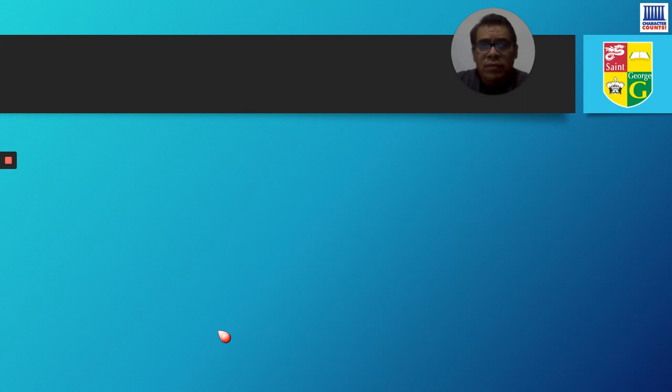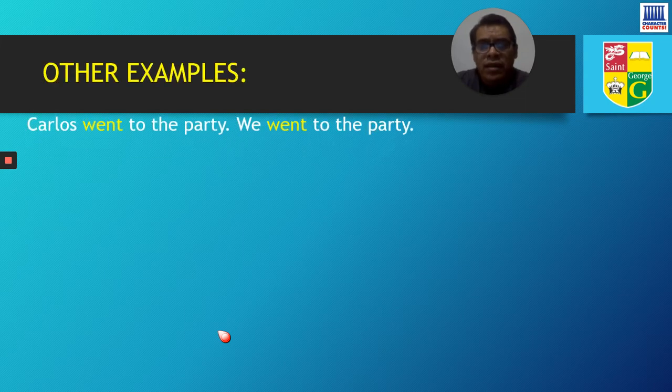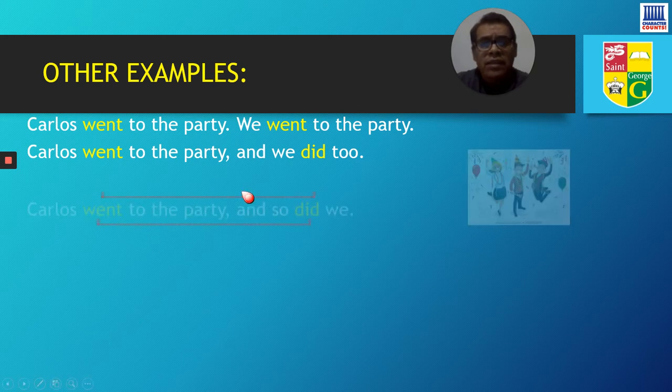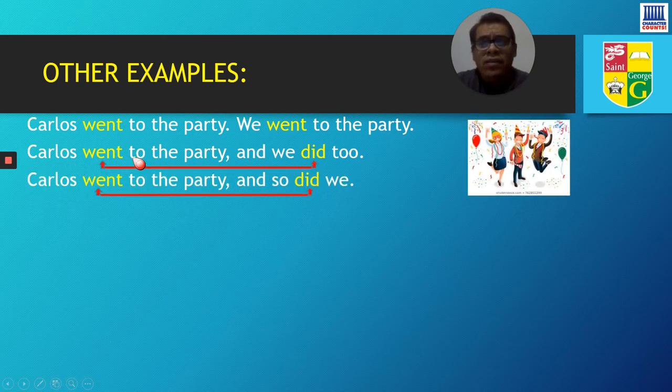In these other examples, we have Carlos went to the party. We went to the party. Two separate sentences. But then we use affirmative agreement and we say Carlos went to the party and we did too. A sentence in the past will use the auxiliary did. Carlos went to the party and so did we. Again, look at the example. Too is at the end, so is after the word and.